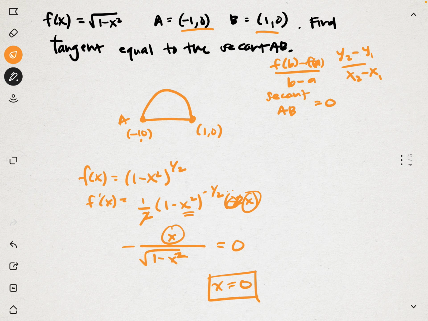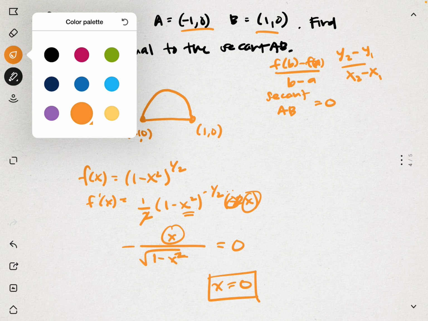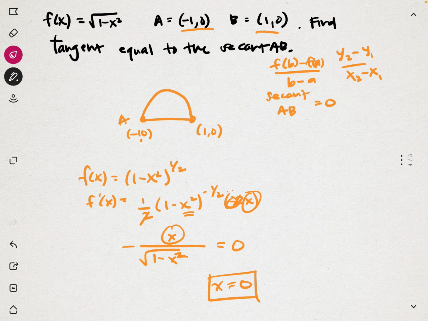So if you notice, let's go ahead and reinforce that. 0 is located halfway between 1 and negative 1. Right, so up here on our graph, you notice that that would definitely be where our slope is equal to 0. We'd have a horizontal tangent at that point. So just verifying graphically what we just did using our calculus.